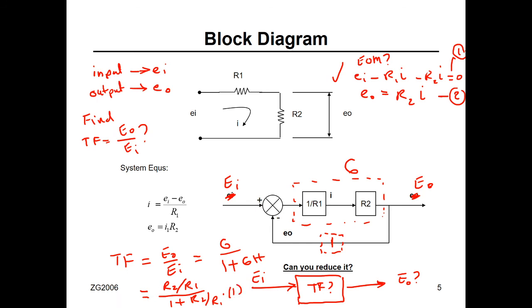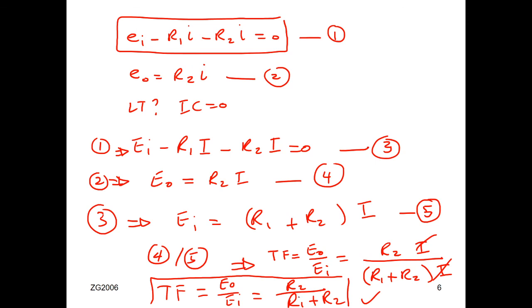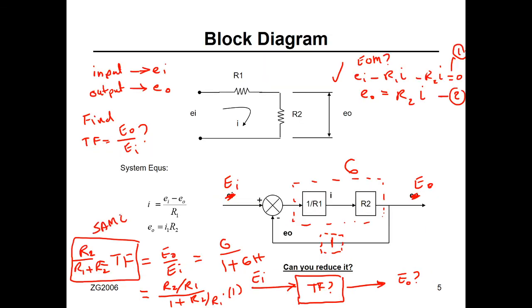Can you simplify this more? Yeah, multiply by R1. Okay, I cannot use this. Let me write it in another place. The transfer function will be R2 over R1 plus R2, which is the same as you got from here, right? It must be the same because we are solving for the same system. You see how useful the block diagram is sometimes?